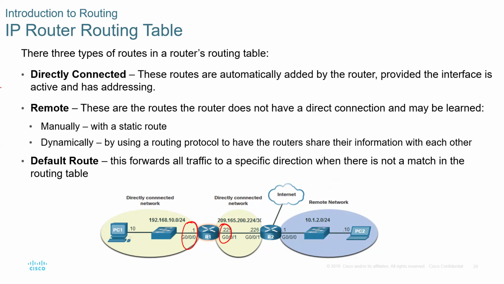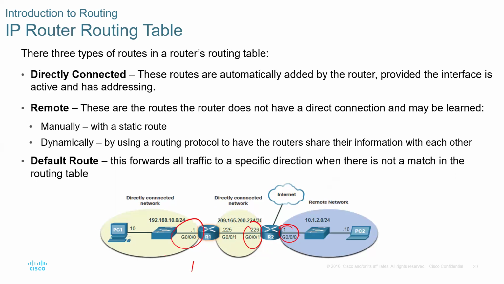Then the remote routes. In this example, if I'm looking at this router, this is a remote route. These are routes the router does not have a direct connection to and may have to learn. They can be learned manually or dynamically. We've gone through that. So for example, if I'm looking at R1, then this is a remote route. If I'm looking at R2, these two are direct. This one is remote.